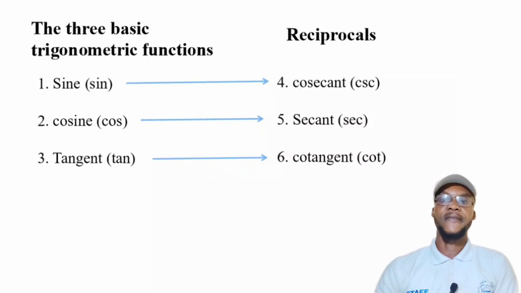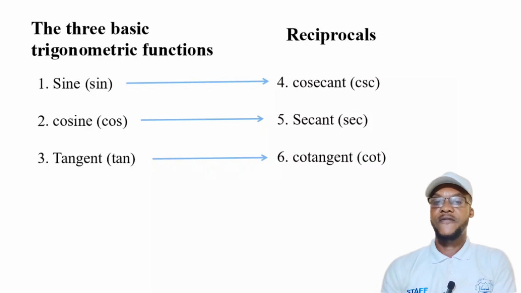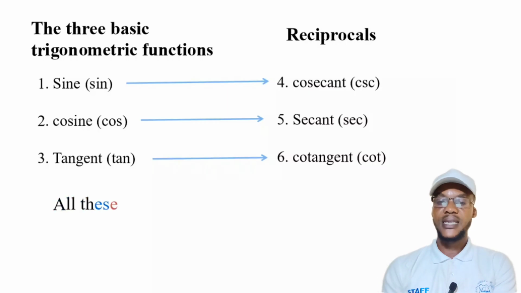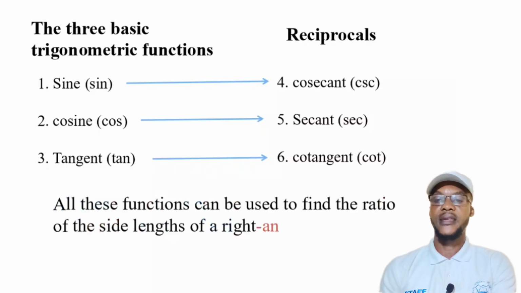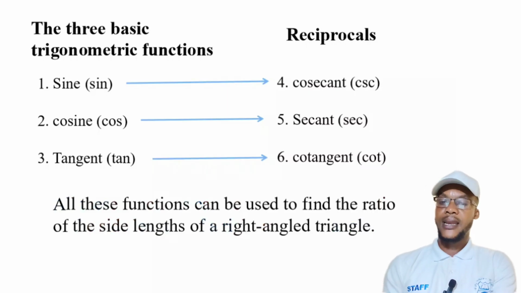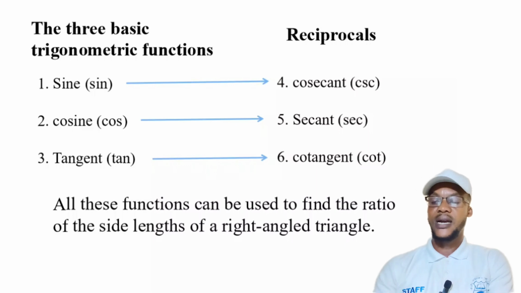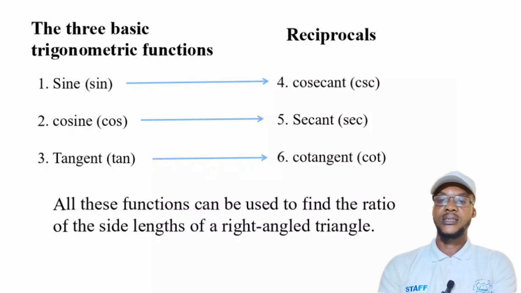So we are going to look at how we will be able to find values, whether positive or negative, in a Cartesian plane, or how we are going to form a right-angled triangle in the Cartesian plane and find the ratio of their lengths for a given angle. So all these functions can be used to find the ratio of the side lengths of a right-angled triangle. So let's quickly look at what we are talking about.